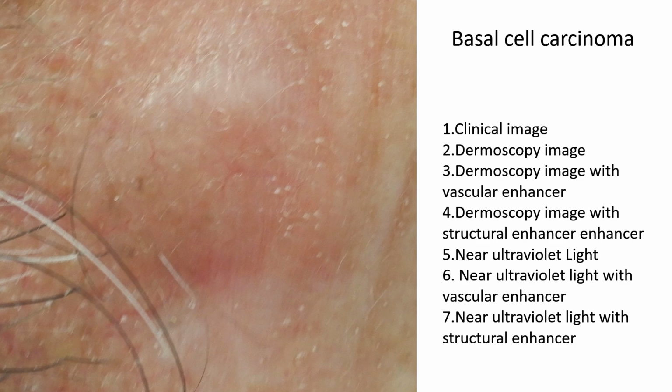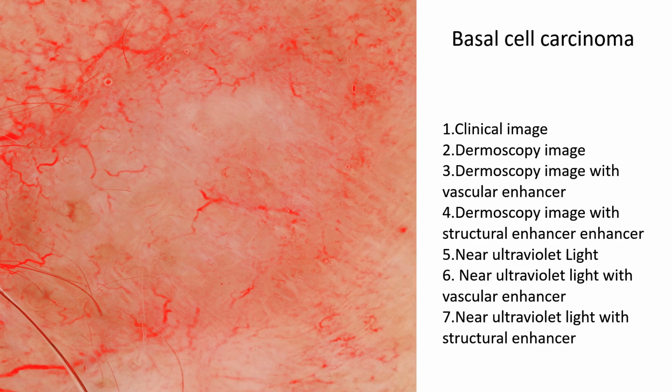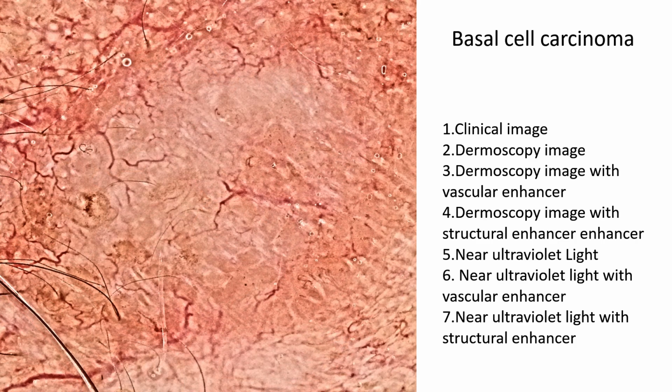In this subtle case, it's a slightly raised area. Clinically, one cannot make a diagnosis. Dermoscopically, it has this milky white area. The vessels are quite thin. It's not a definite basal cell, certainly would be in the differential, and I would probably biopsy this not knowing what it is. But with the vascular enhancer, we see these serpentine vessels, this milky white area. With the structural enhancer, we see the same.